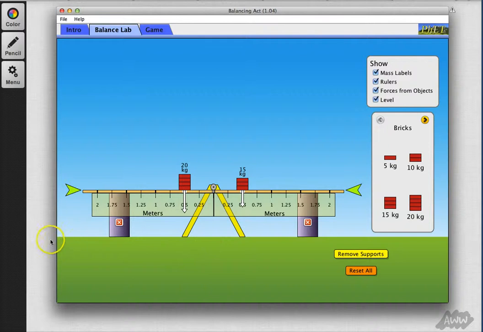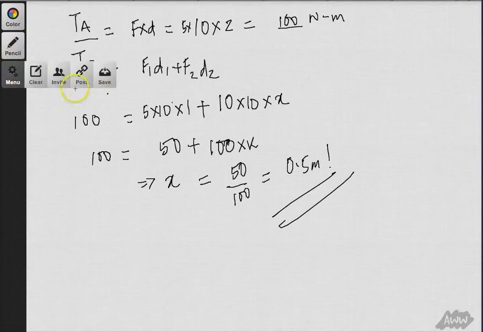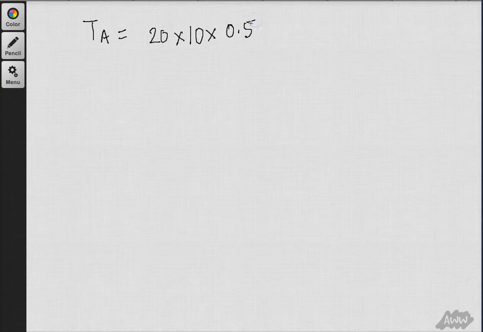Let's see if I can figure this out precisely using the calculations that we're now familiar with. So the turning moment anti-clockwise, 20 kilograms times acceleration due to gravity times 0.5, which is the distance from the fulcrum, works out to 100 Newton meter.